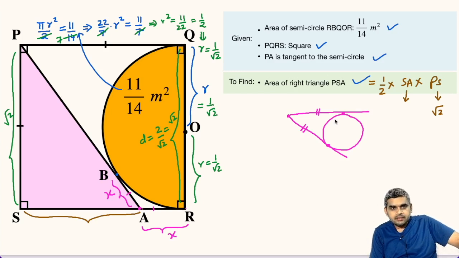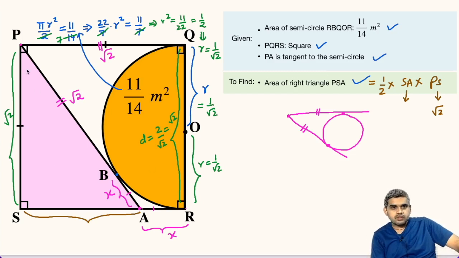Now let us apply the same theorem to point P. Point P is an exterior point, PQ is tangent, and PB is also tangent to this semicircle. So this length PB will be equal to PQ. What is PQ? PQ is the side of the square, which we already found as root 2. So PB will also be root 2.